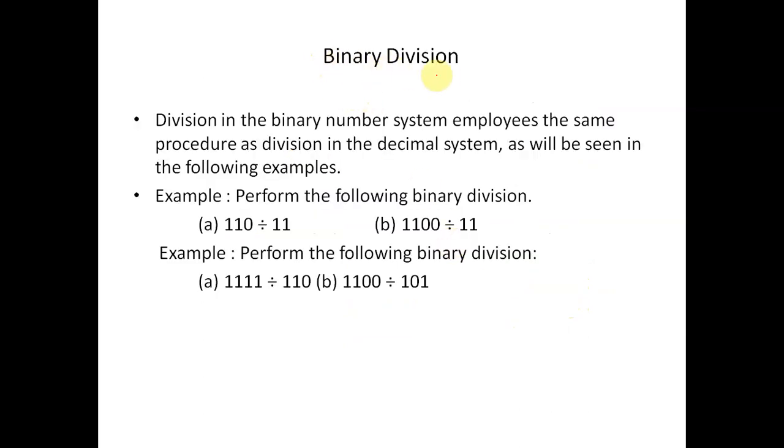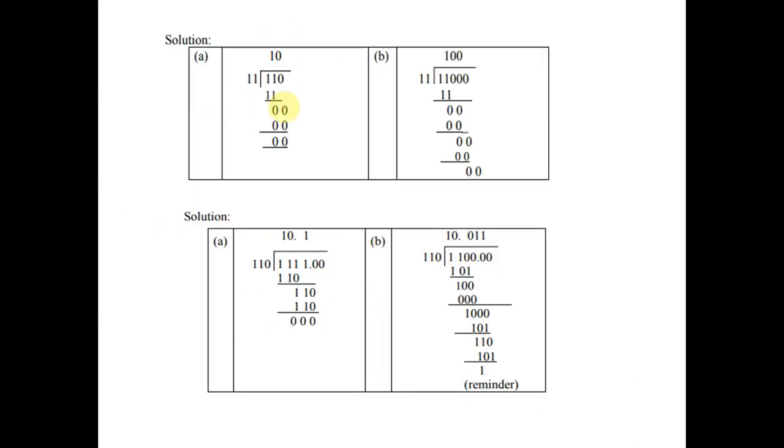Now the fourth one is binary division. Division in the binary number system employs the same procedure as division in the decimal system. Binary division is similar to the decimal number system. We perform the following examples. Perform the following binary division: 110 divided by 11, and 1100 divided by 11. Then perform another binary division. These are four examples of binary division.